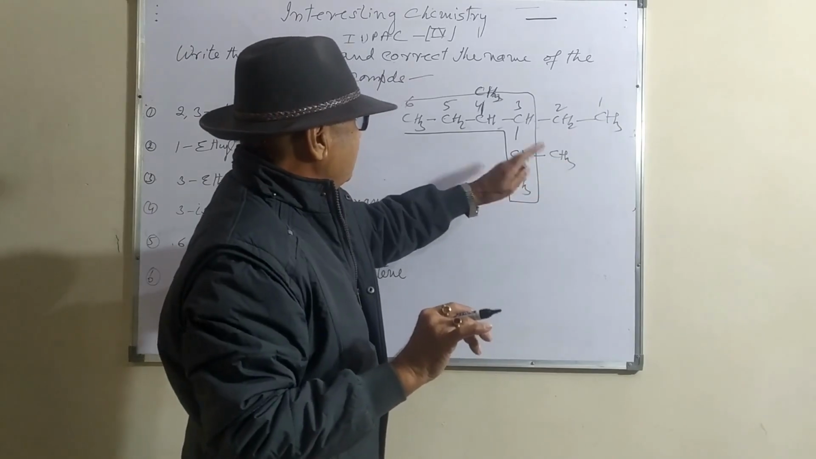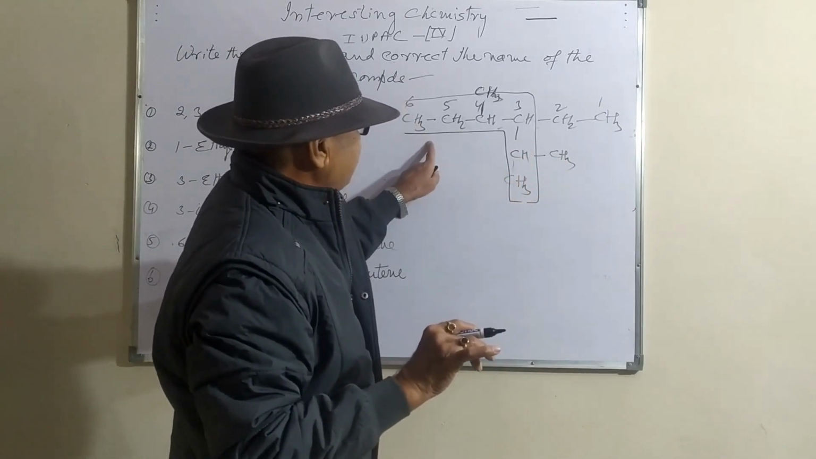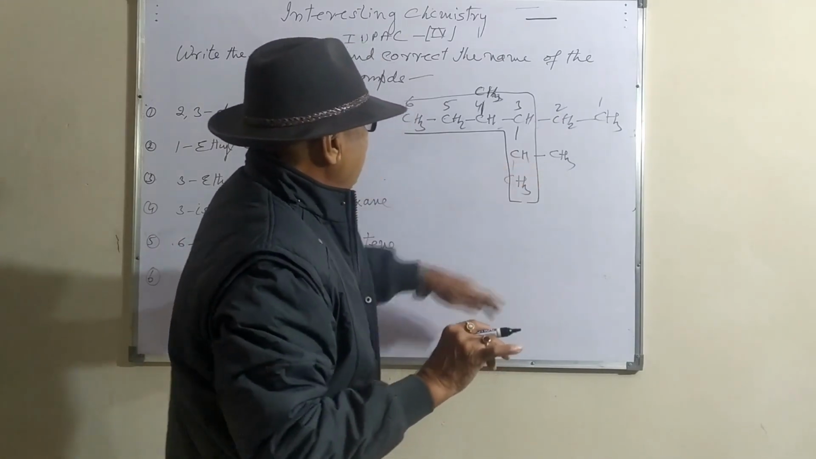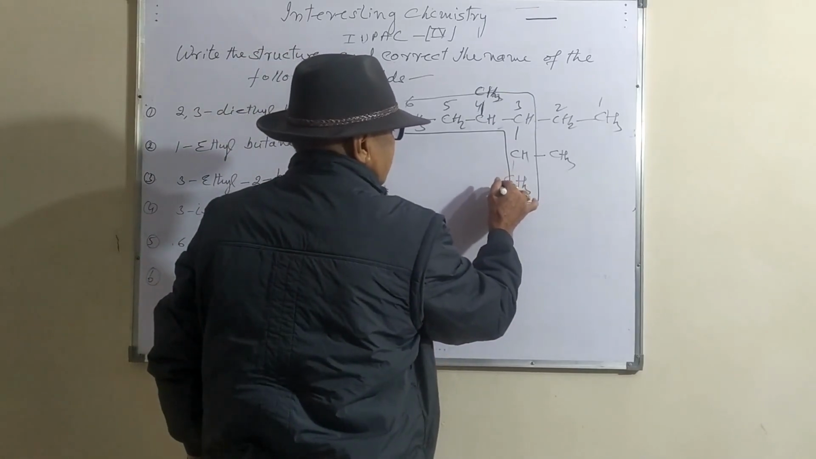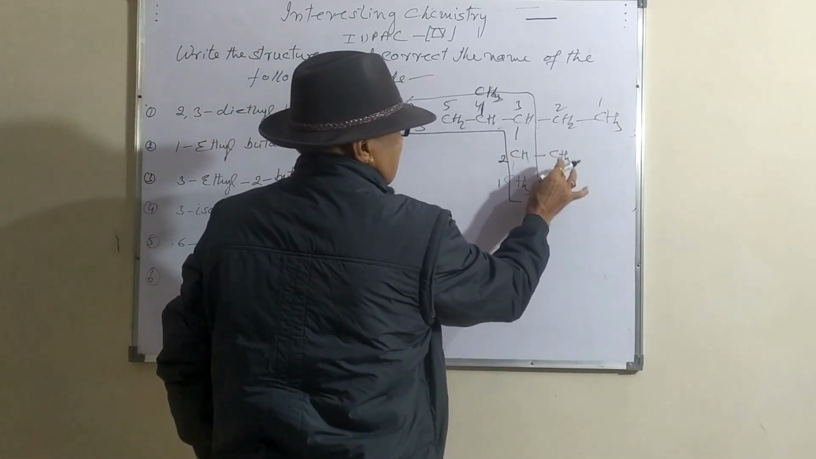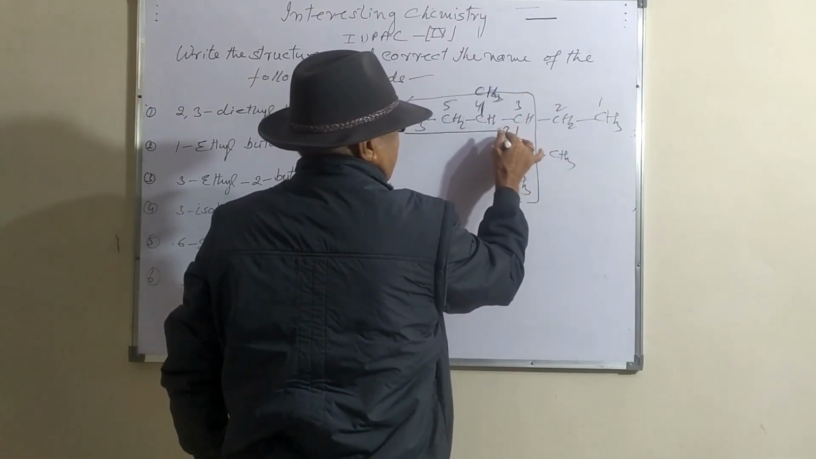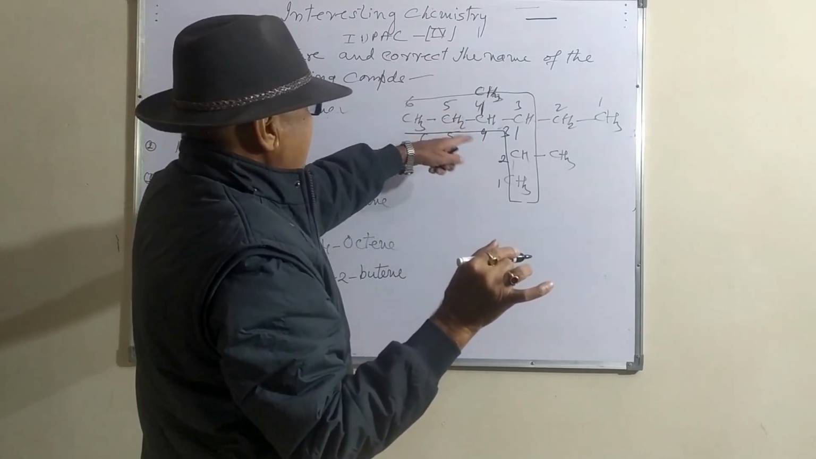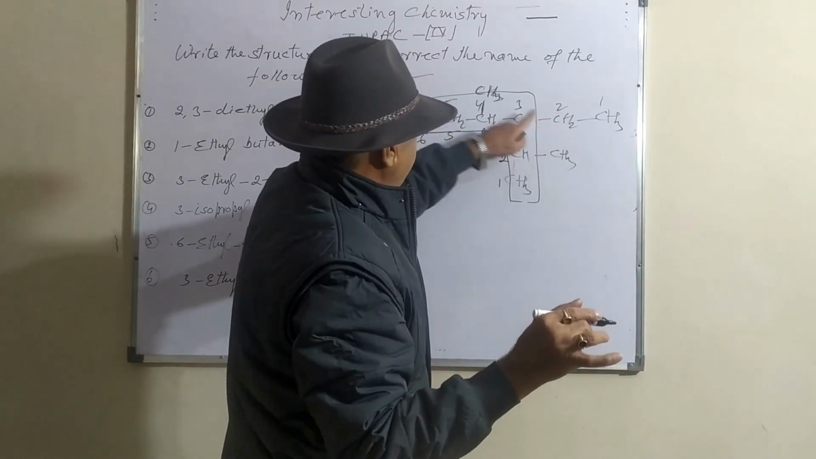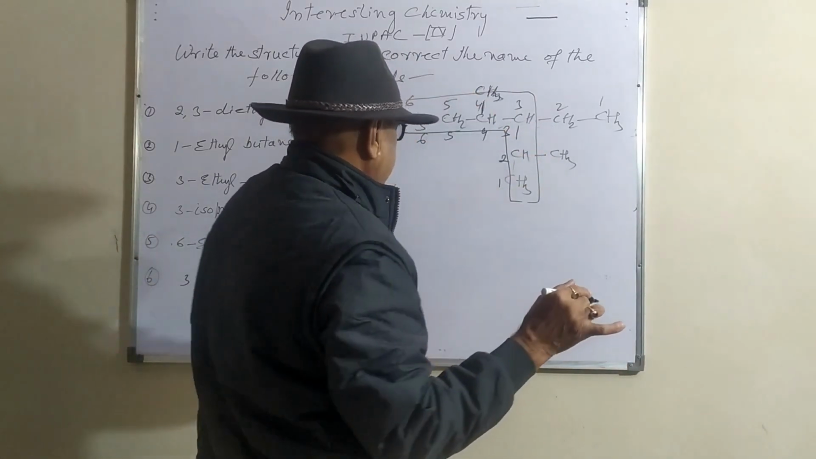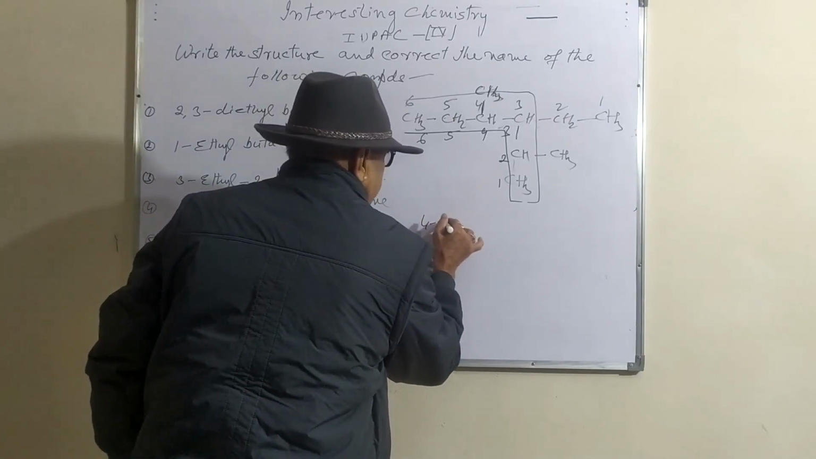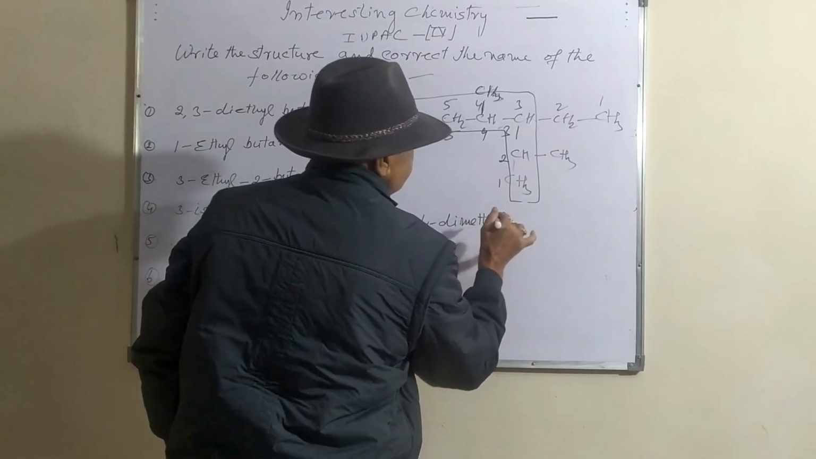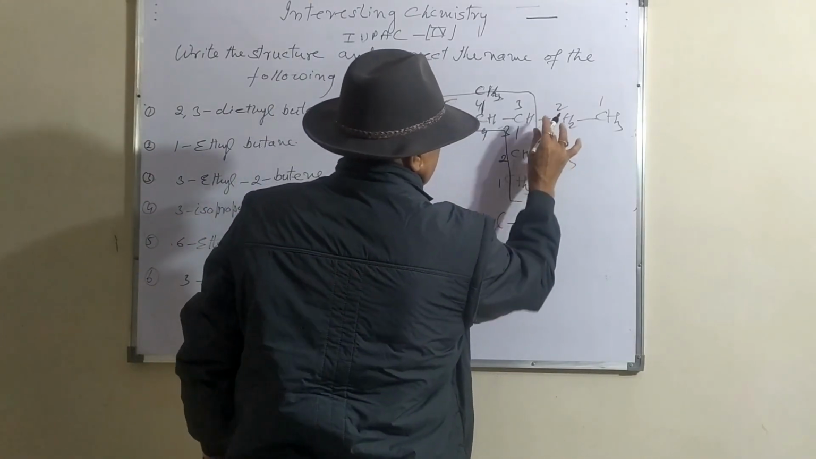So this chain will be selected, and again you will start the numbering from this end, because from this end you are giving the lowest numbers to the substituent groups: 1, 2, 3, and this is 4, 5, 6. So the name of this compound is 3-ethyl-4,4-dimethyl.